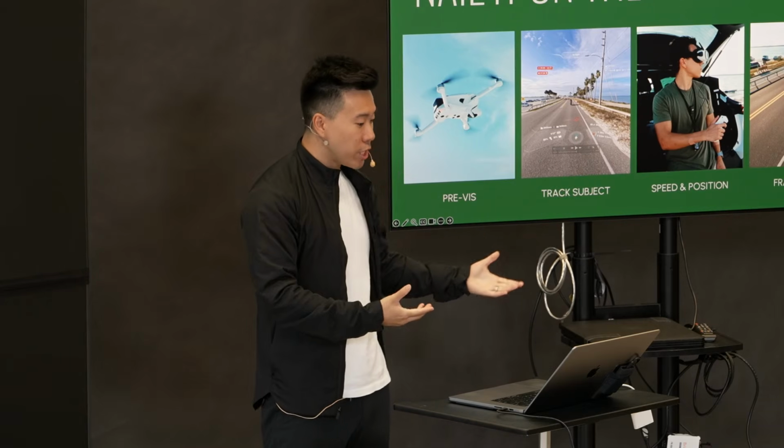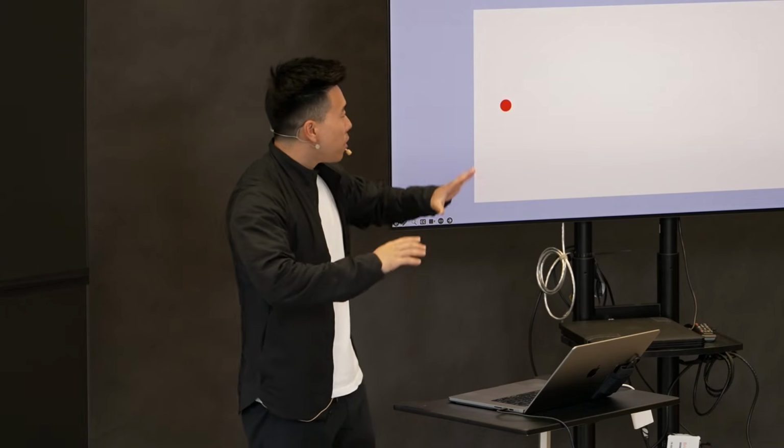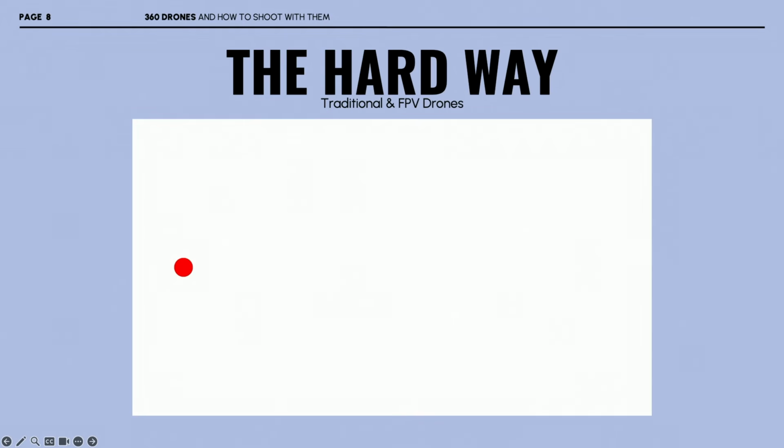So with a traditional drone, here's my very expensive, very high resolution animation. I kid, it's just a quick animation I put together, but this is how you would normally have to fly a traditional drone while tracking a subject.